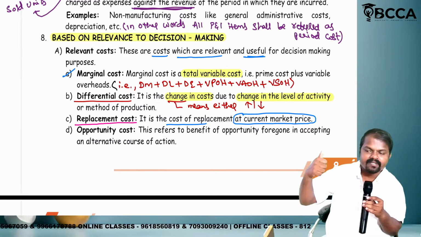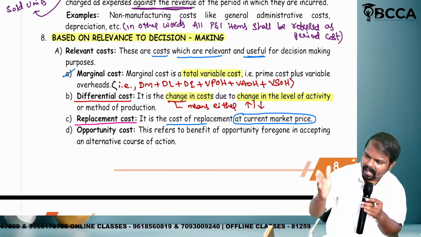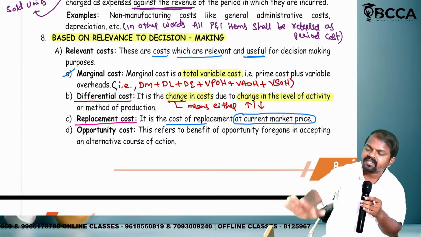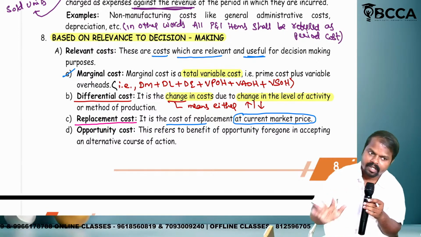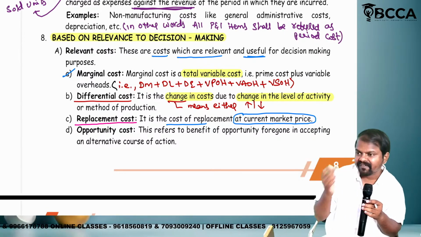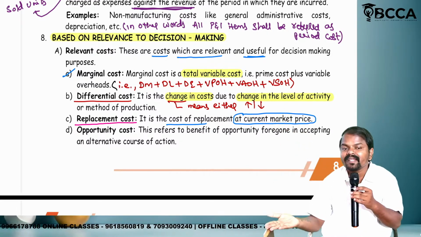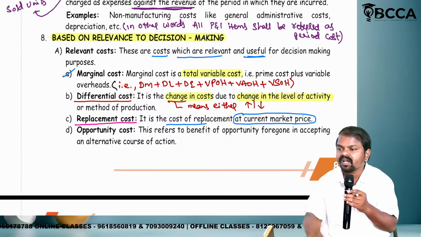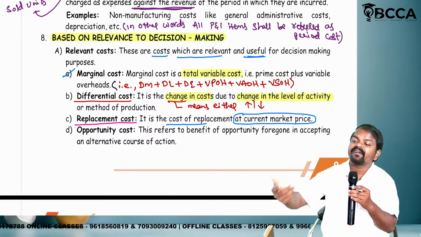Now tell me, what is meant by marginal cost? Prime cost plus variable overhead. In simple words, marginal cost is equal to total variable cost. Clear? Second one, what is meant by differential cost? Cost is either increase or decrease. Instead of increase or decrease, we can name it as change in the cost. Why is cost changed? Change of level of activity.